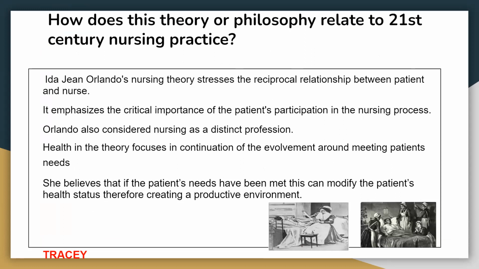How does this theory or philosophy relate to 21st century nursing practice? In Ida Jean Orlando's nursing theory, she stresses the reciprocal relationship between the patient and the nurse. It emphasizes the critical importance of the patient's participation in the nursing process. Orlando also considered nursing a distinct profession. Health in the theory focuses on the continuation of the involvement around meeting patients' needs. She believed that if the patient's needs have been met, this can modify the patient's health status, therefore creating a productive environment.